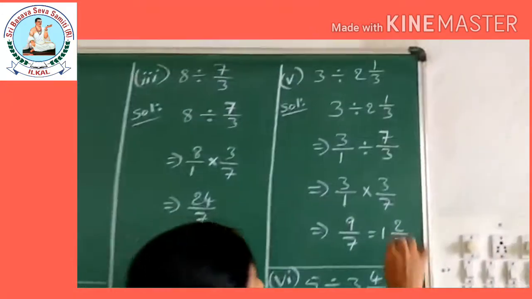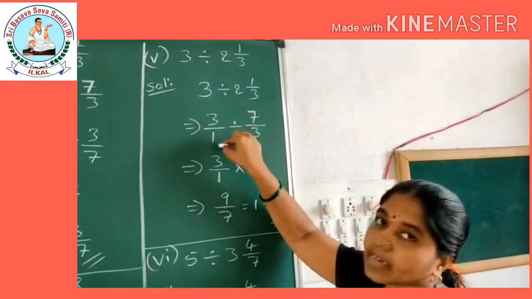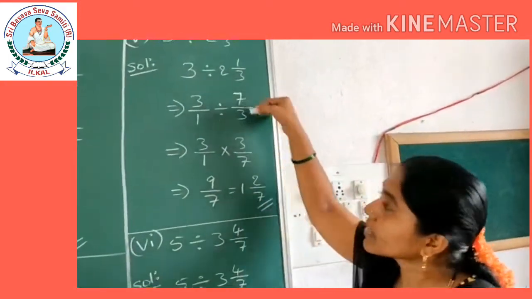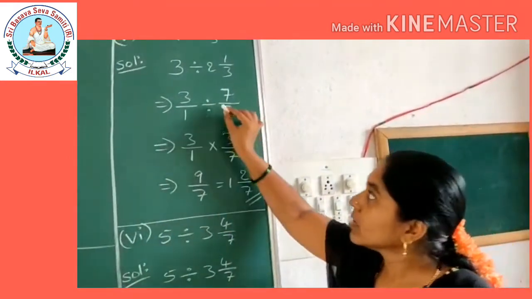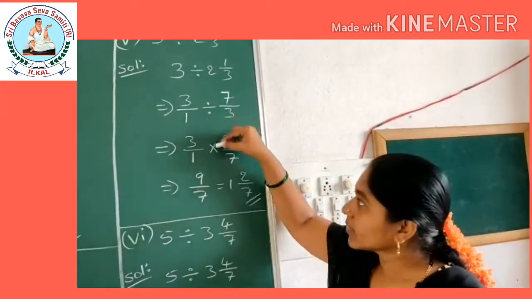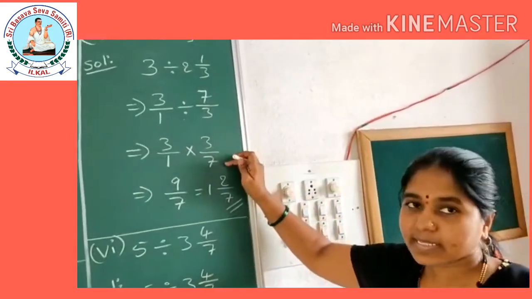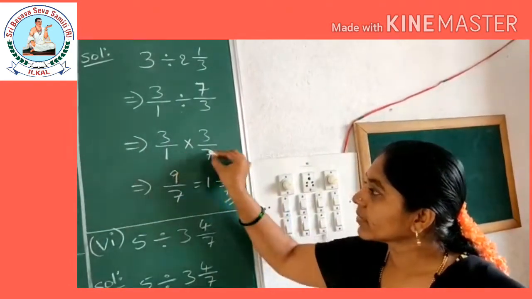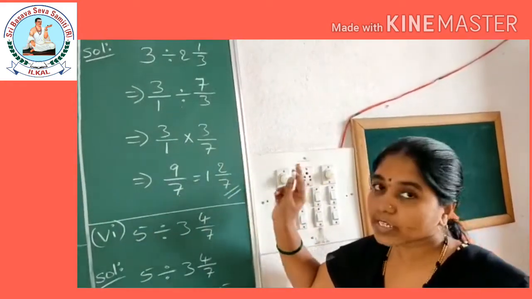Next one. 3 divided by 2 integer 1 by 3. Okay. 3 by 1 we can write, divided by 2 3s are 6 plus 1 is 7, 7 by 3. Here we can't strike out, children. Carefully observe. When the division symbol is there, numerator and denominator, we will not strike out. After converting it into multiplication, then 7 by 3 reciprocal is 3 by 7. Now, however, we can't strike out. 3 3s are 9, 1 7s are 7. Okay, 7 1s are 7, 8, 9 means only 2 remain, divided by 7.